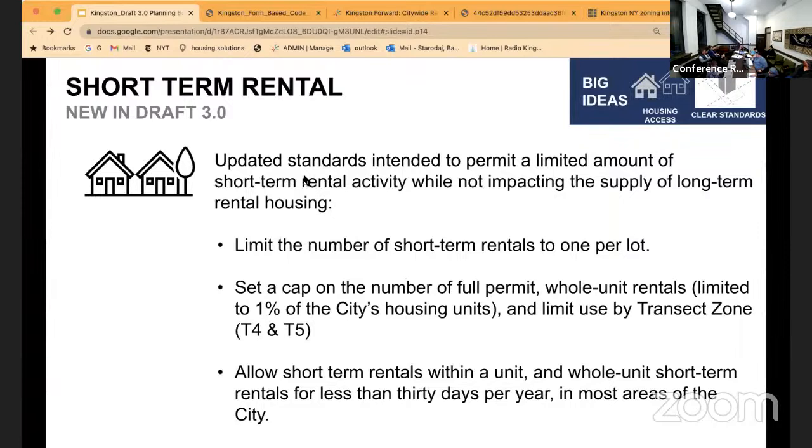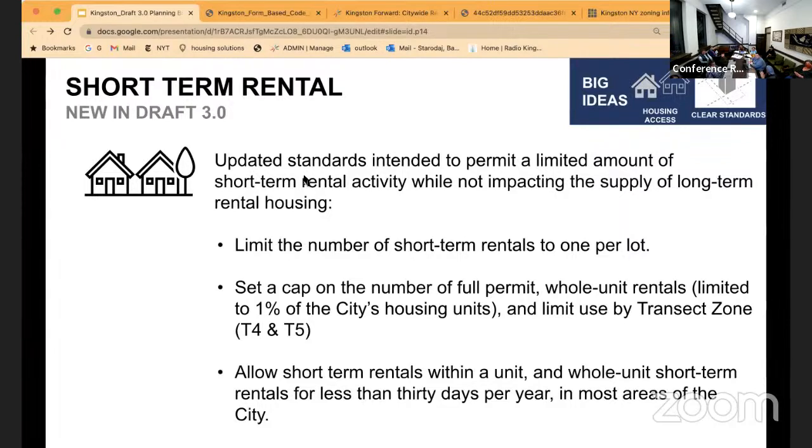I just have 2 slides left. Okay. So, short-term rentals, this has been a big topic of public discussion. I just wanted to note that we completely changed our approach to this in the final draft. We are limiting the number of short-term rentals allowed on one lot to one. We're also setting a cap on the number of whole unit rentals at 1% of the city's housing stock, which equates to about 100 short-term rental permits. Whole unit rentals are also limited by transit zones, specific to T4 and T5 only.